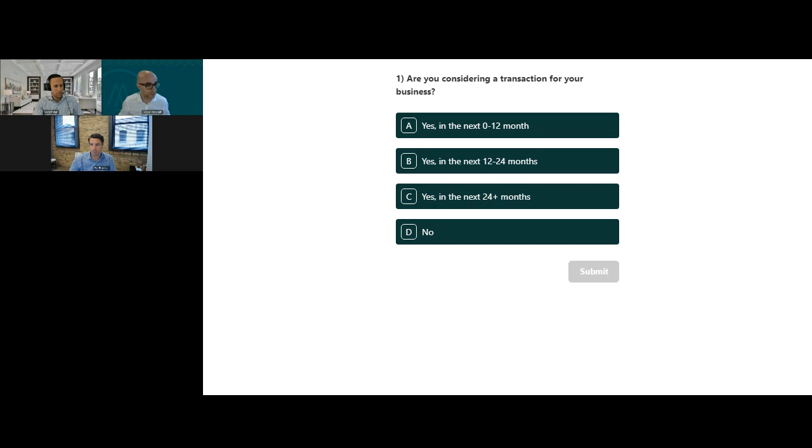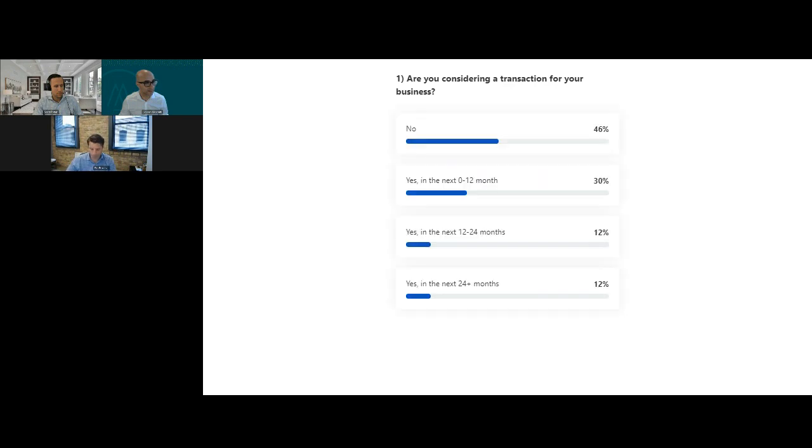I think we have about 66% submitted, 70%. We'll give it a few seconds. Good. So this is what we're seeing right now. Almost half, or 45%, are not considering a transaction, and the other half is considering a transaction. 30% or so are within the next 12 months. So that's somewhat consistent with what we've seen when we're discussing these matters with our clients as well.